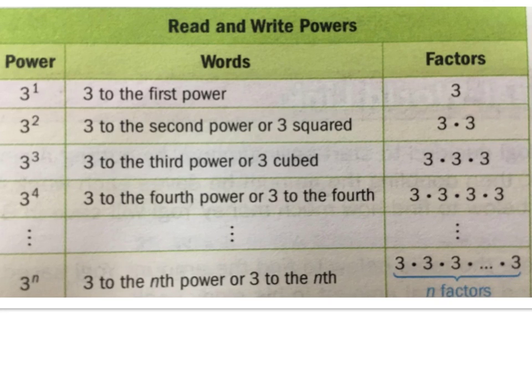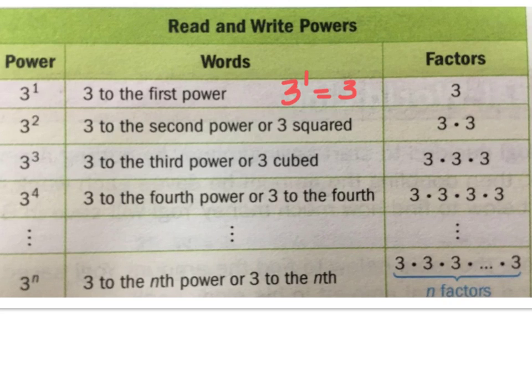Here, let's talk about reading and writing powers. If we start on the left, we can see 3 with a 1 as an exponent, and we will read that as 3 to the first power, meaning that when we write this, we're only going to multiply 3 by itself once, because that's what our exponent tells us to do. And 3 times itself is simply 3, and that is why we only have one factor, and that factor is 3.